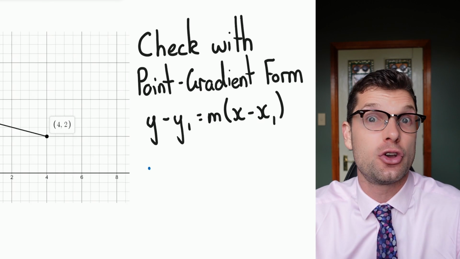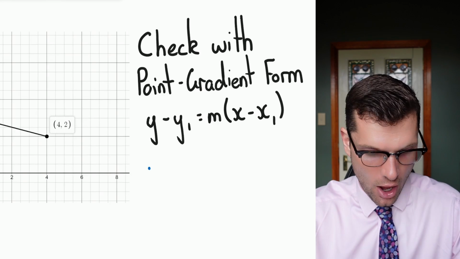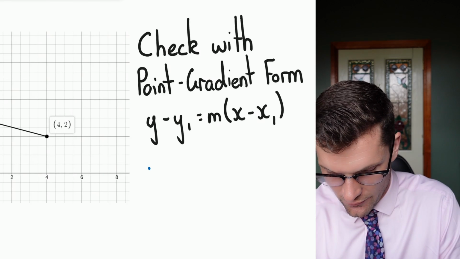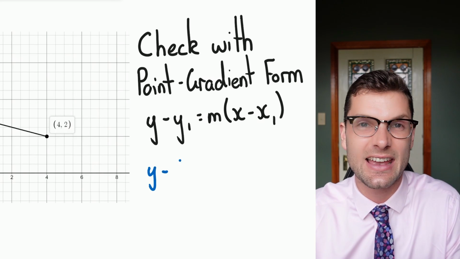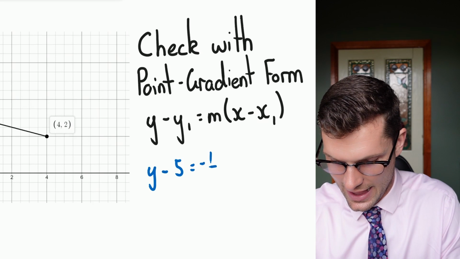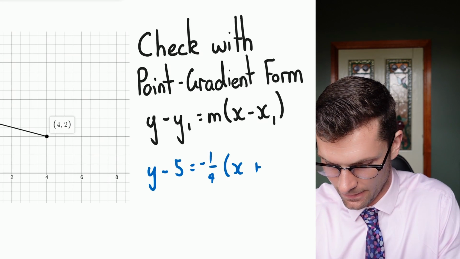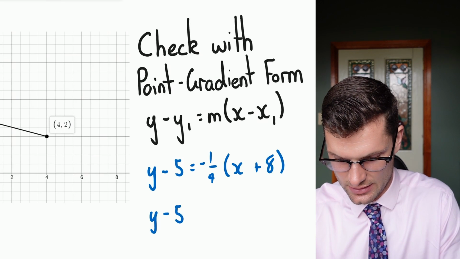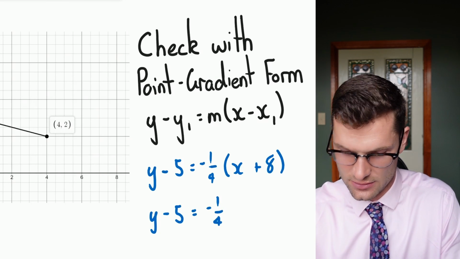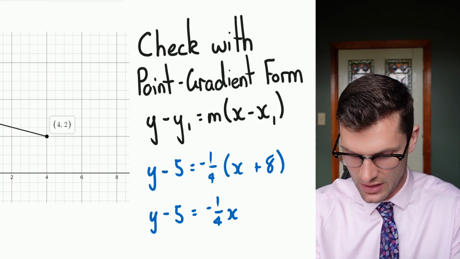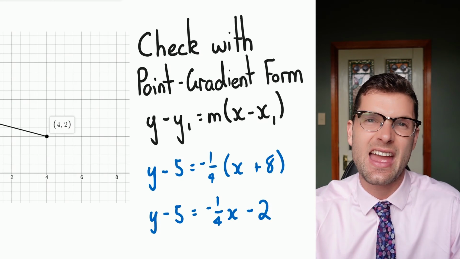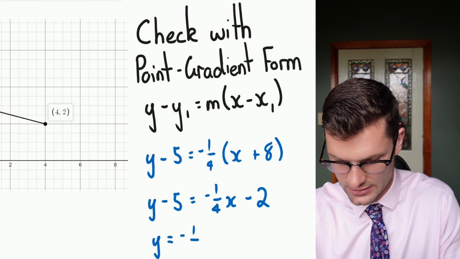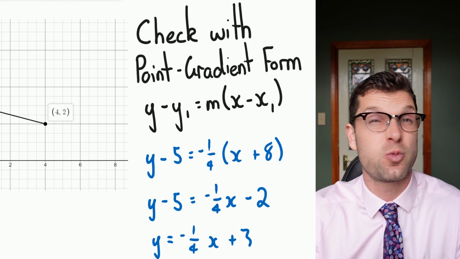And just a reminder, you can pick either point, it doesn't actually matter. I'm going to pick -8, 5, just because, and we'll see how this goes. So if I've got y minus 5 is equal to -1/4 (x plus 8). I'm going to solve for this. I've got y minus 5 is equal to -1/4 x, which we know is correct, that was our gradient, and that becomes -2. If I plus the 5 over to the other side, I've got y is equal to -1/4 x plus 3, which is what we had before.